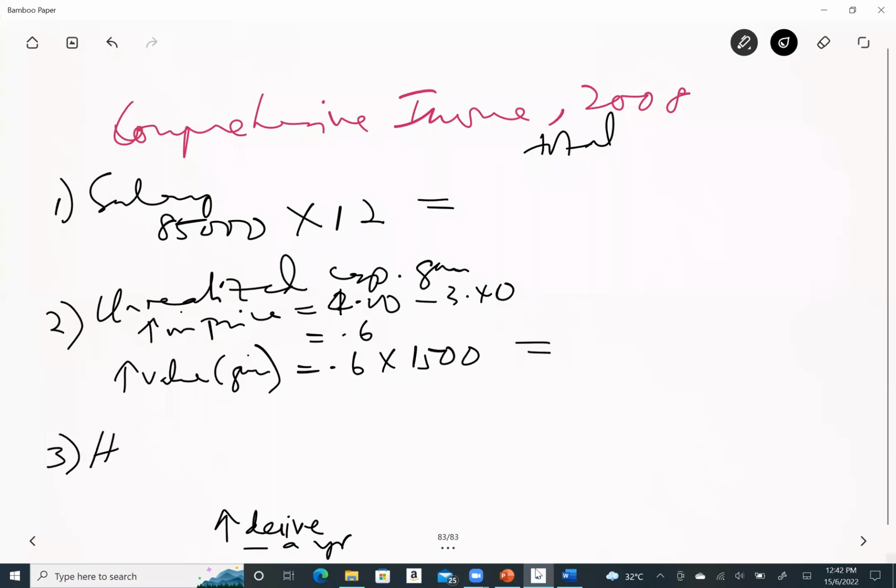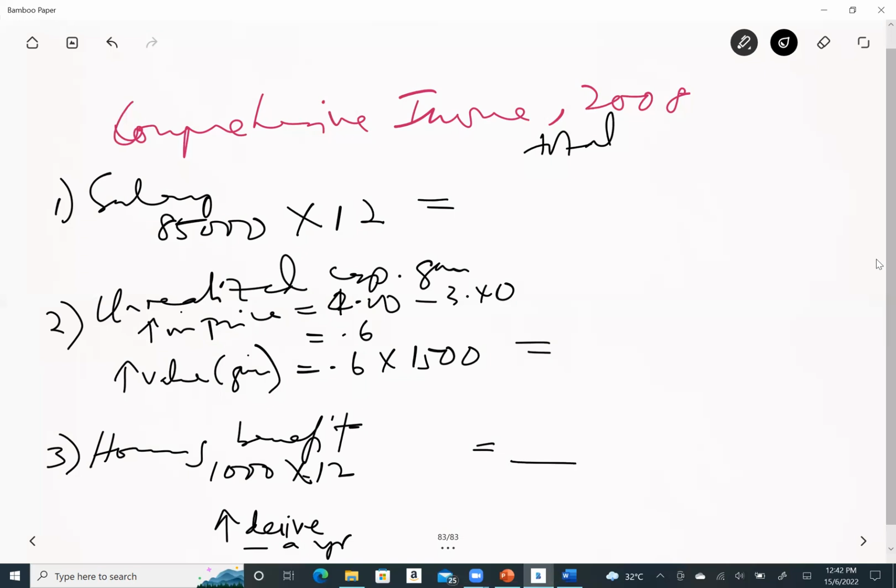Number 3 is the housing benefit. Housing benefit is in kind. They are given a house. So the estimated value of the rental, or the services that they get from the house, is what? 1,000. So 1,000 multiplied by 12 to get the value. If you total that up, what did you get just now? Make sure the calculation is the same.